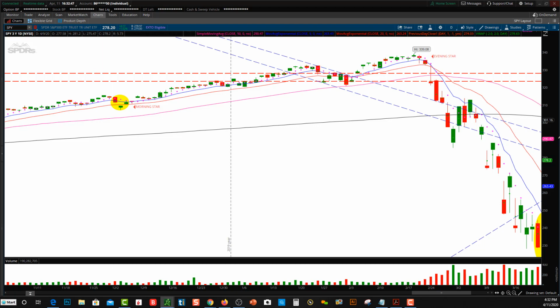No, evening star patterns don't mean price will drop in the evening. No, it just means it's going to drop.